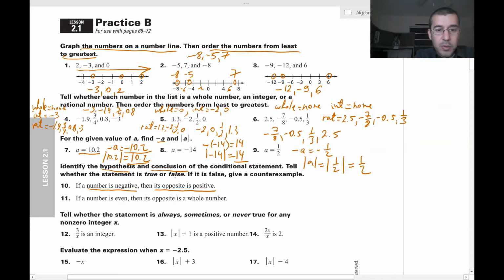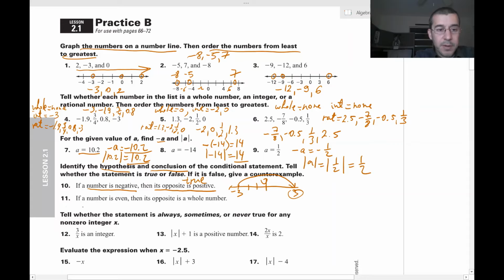Tell whether the statement is true or false. So if a number is negative, then its opposite is positive. This is true, right? So on a number line, we have the negative numbers. So if a number is negative, so let's say -3, then its opposite is a positive number. Yes, so this is true.